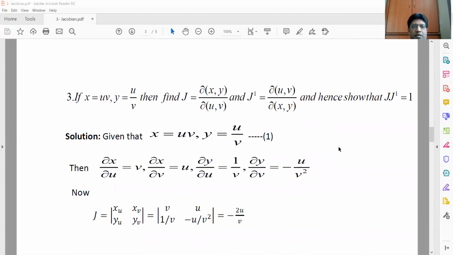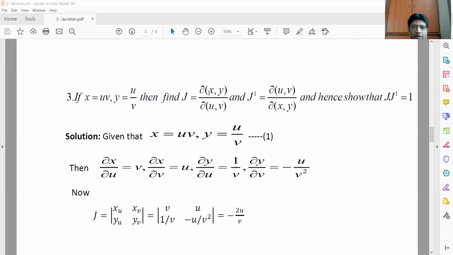Next, if x is uv and y is u by v, then find J, the Jacobian of x, y with respect to u, v, and J dash, the Jacobian of u, v with respect to x, y. These two I have to calculate, and I have to show that J J dash is 1. This is one property which we have seen already. So x is uv, y is u by v clearly. I am calculating first this one.